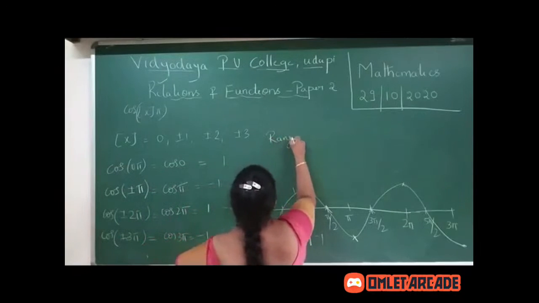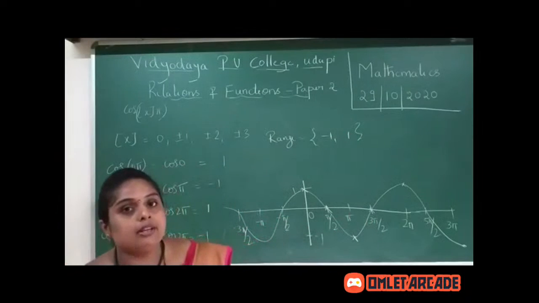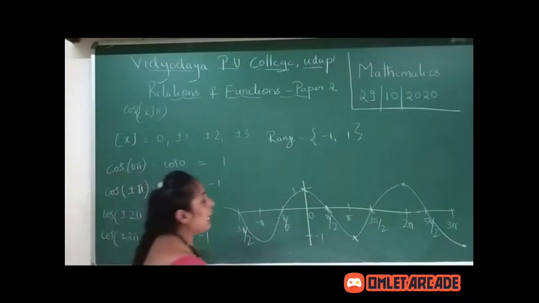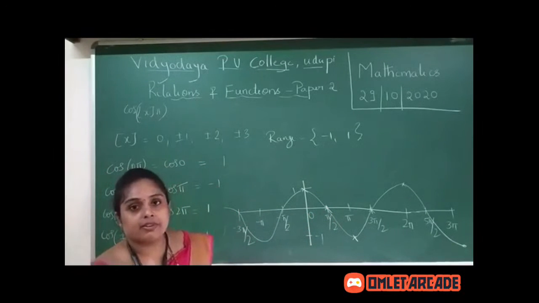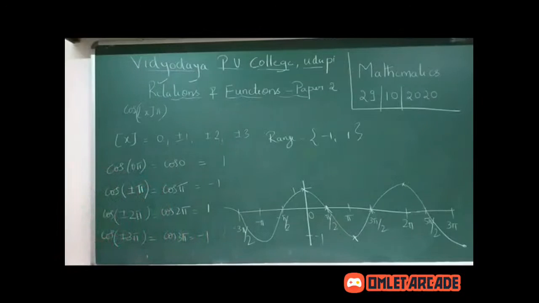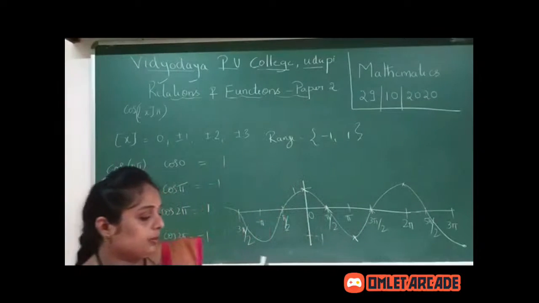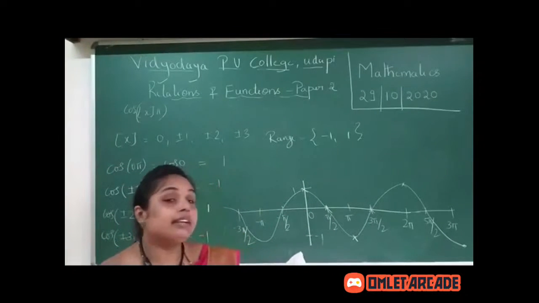Therefore the range will be just 2 values, only 2 values: 1, minus 1. I am not getting any value in between. Okay? Just 2 values, minus 1 and 1. So your answer is the third one. Okay, third one.